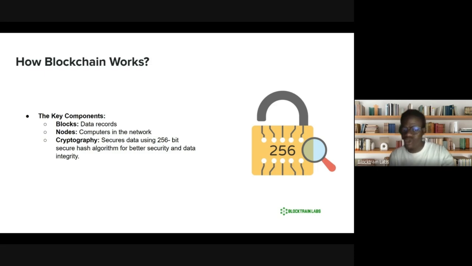Now, one thing you should also notice is cryptography. Cryptography is like the extra programming features that protect the entire blockchain technology. It's called the 256-bit secure hash algorithm. It might be a bit technical, but just know that that is why it is extremely difficult for Bitcoin data or most network data to be hacked.